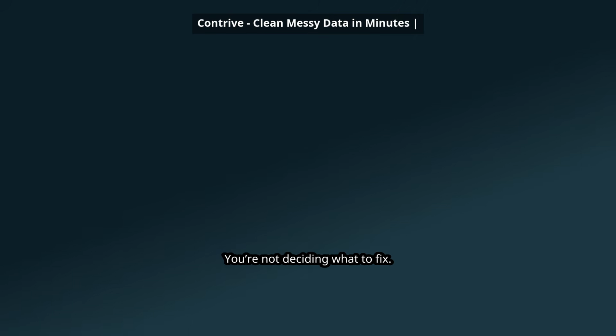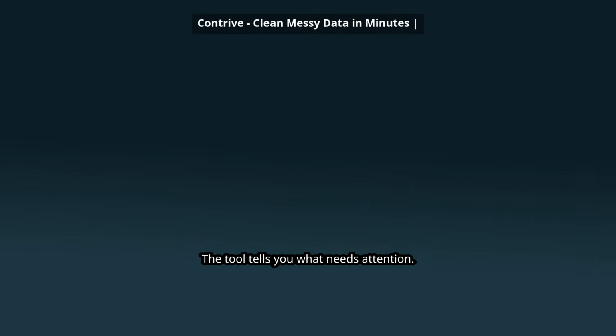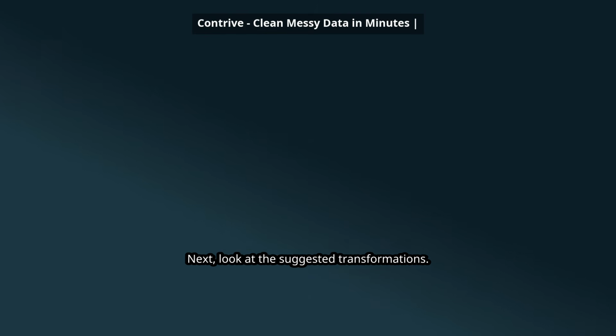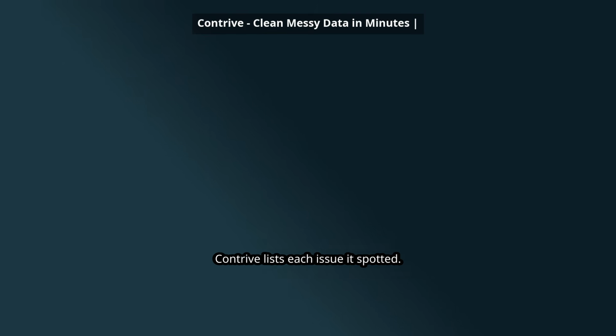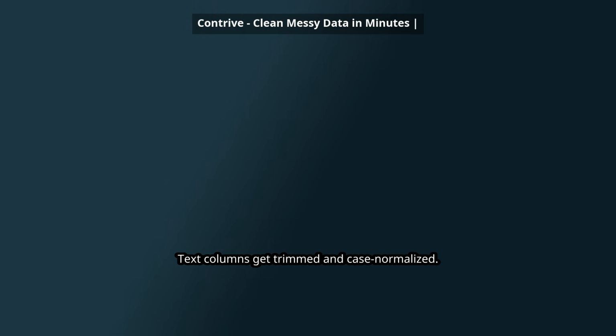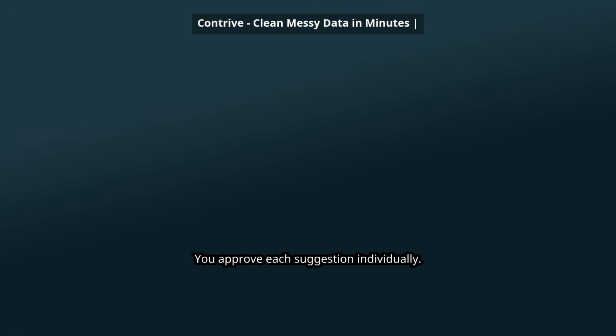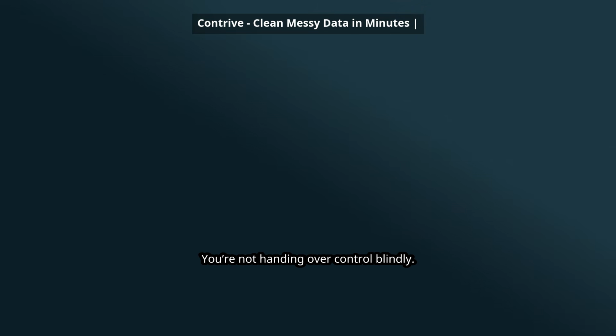Next, look at the suggested transformations. Contrive lists each issue it spotted. Date columns get a standardized format. Text columns get trimmed and case normalized. Numeric columns get checked for outliers. You approve each suggestion individually. That's key. You're not handing over control blindly. You see the before and after preview for every transformation.